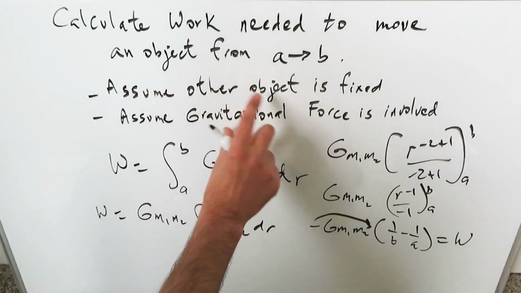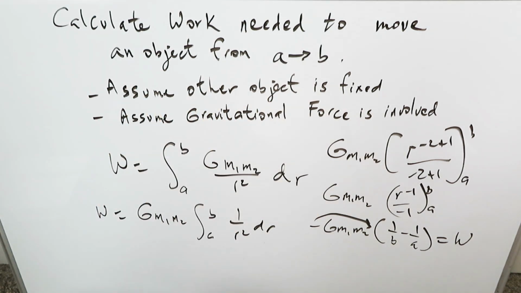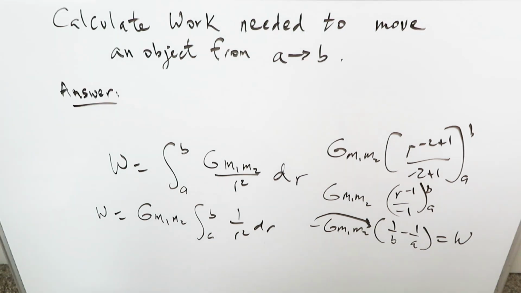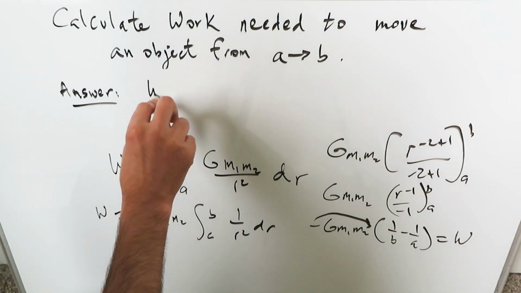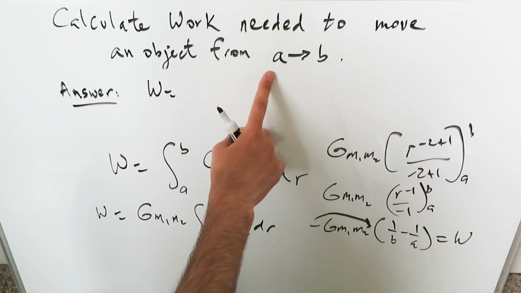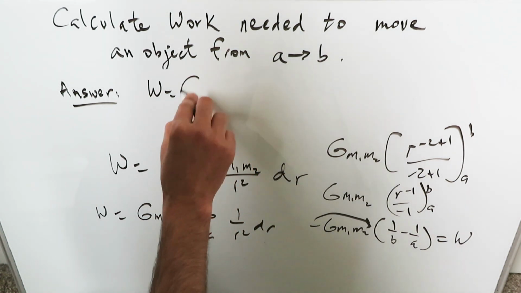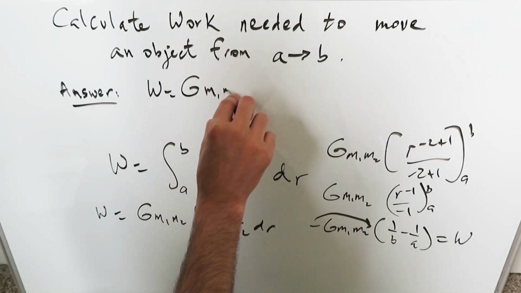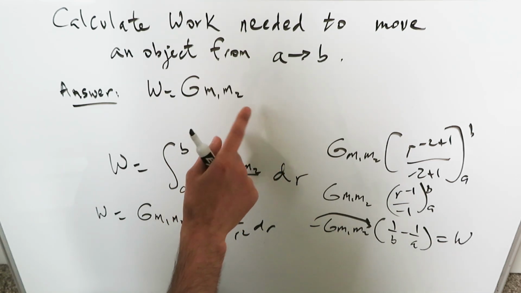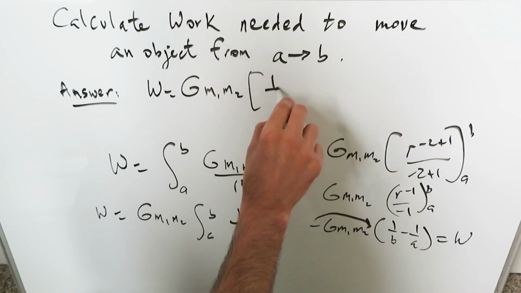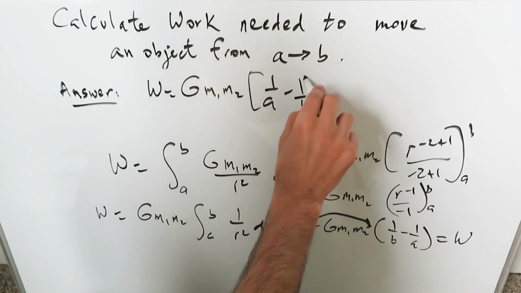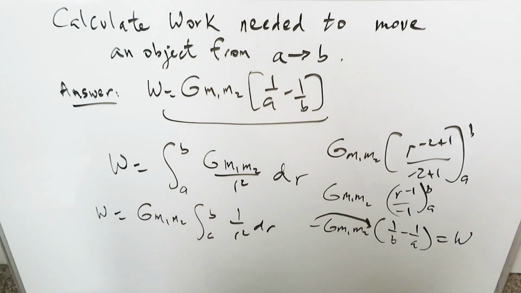What I'll do is erase this part here on the top and we'll post our final answer for you. Our answer is this: the work involved in moving that one object from A to B, given the fact that the force of gravitation is involved, is equal to your gravitational constant times mass 1 times mass 2, non-movable and a movable object, times 1 over A minus 1 over B. And this here is our answer, and it should be good.